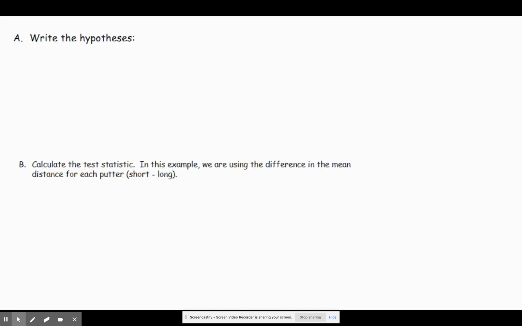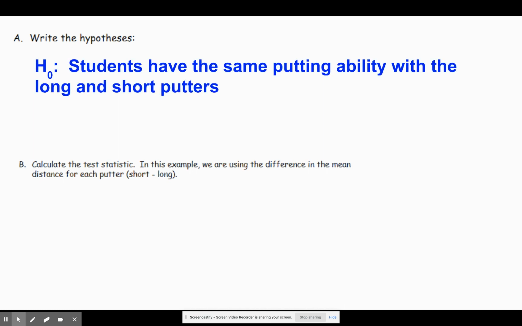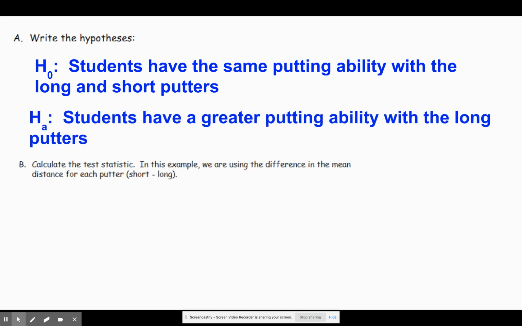So first, we'll start by writing our hypotheses. And in this case, our null hypothesis will be that students have the same putting ability with the long and the short putters. Remember, we're assuming that ability is the same in both contexts. Our alternative is that students have a greater putting ability with the long putters.